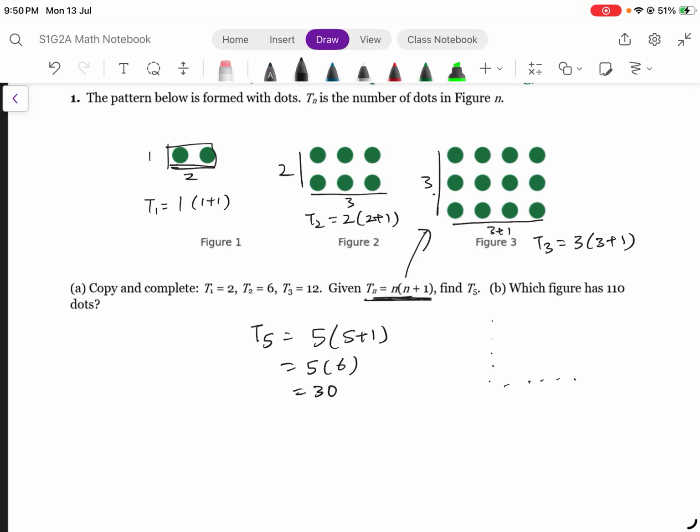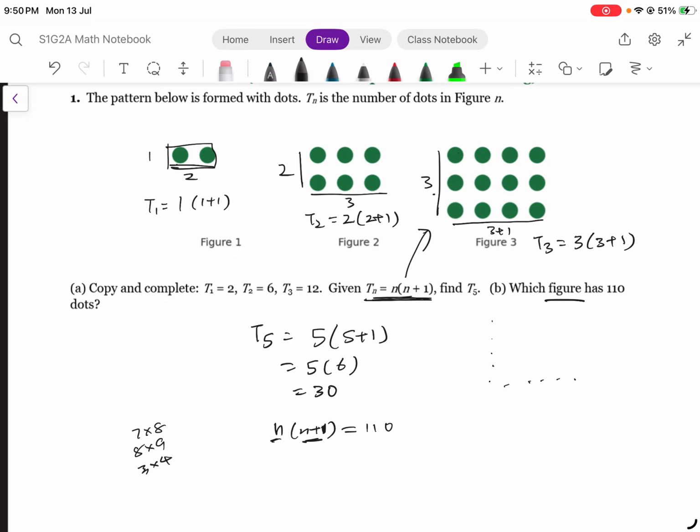Okay, so which figure has 110 dots? Again, because we are trying to find the figure, we just equate n times n plus 1 equals to 110. Now, if we try to solve this mathematically, it will be quite difficult, right? So we're going to use reasoning. We need 2 consecutive numbers, n and n plus 1. So the product should be like 7 times 8, or 8 times 9, or 3 times 4. What kind of numbers do we get that become 110?